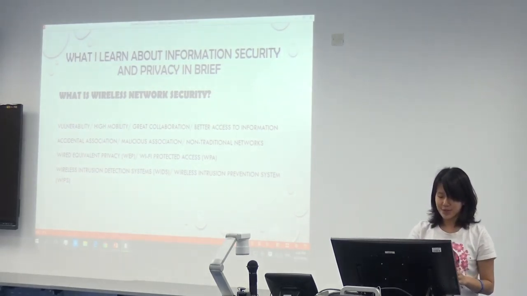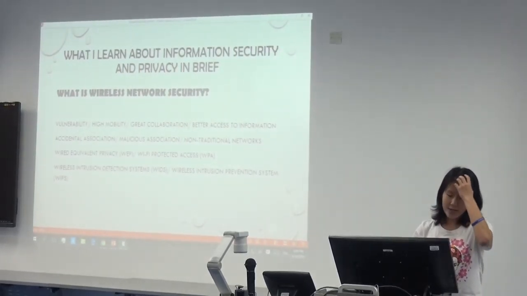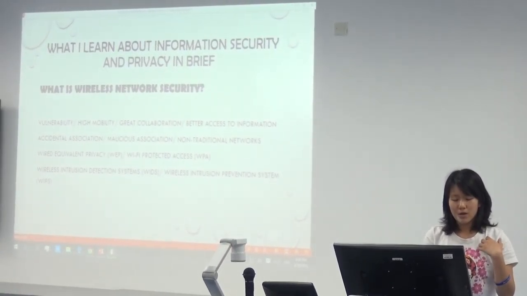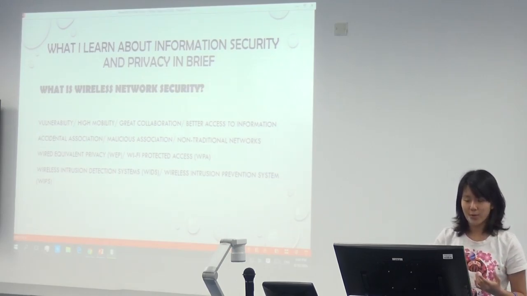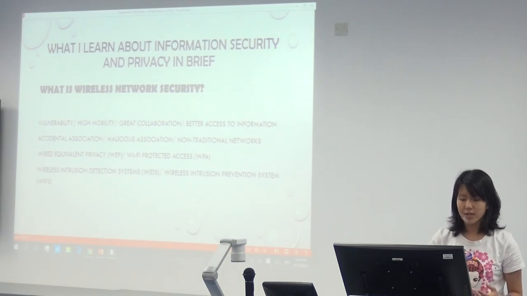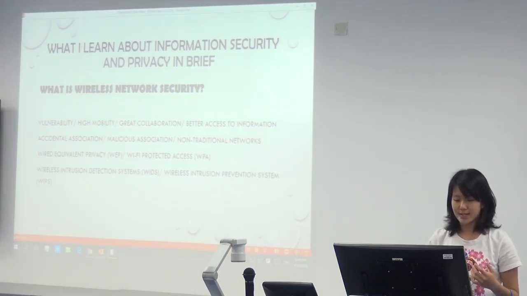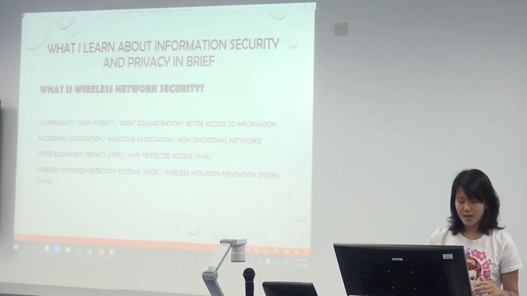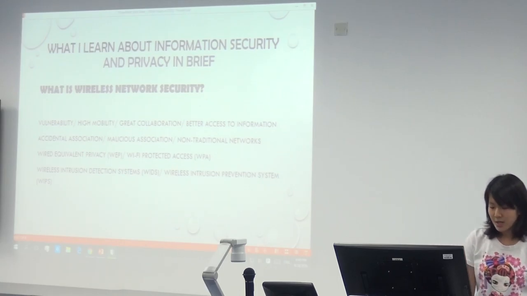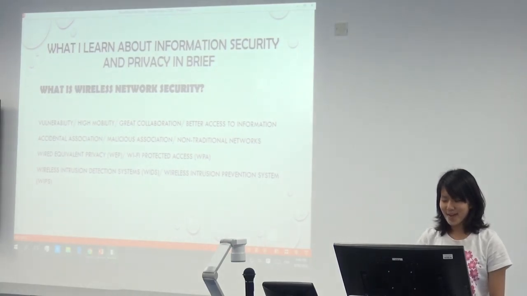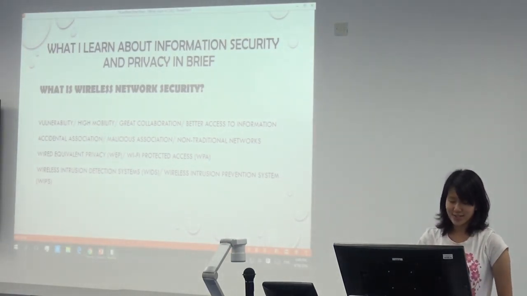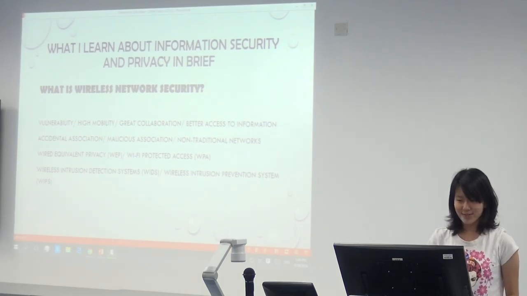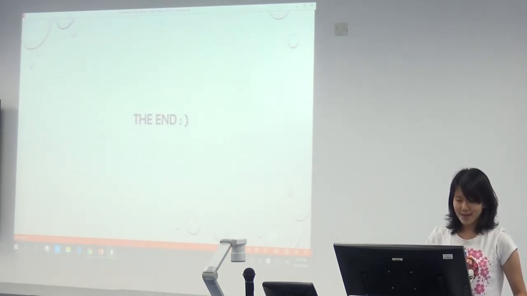The first one is that we have two systems to protect our wireless network. And then we also know that the thing we most don't want is for anyone to access our information without permission. So there are lots of different ways to access your information, like accidental association, and lots of others. The two systems to protect against them are the wireless intrusion detection system and the wireless intrusion prevention system. This is just a way how I practice this kind of learning, and I think it's really helpful for my further learning. That's the end of my sharing.